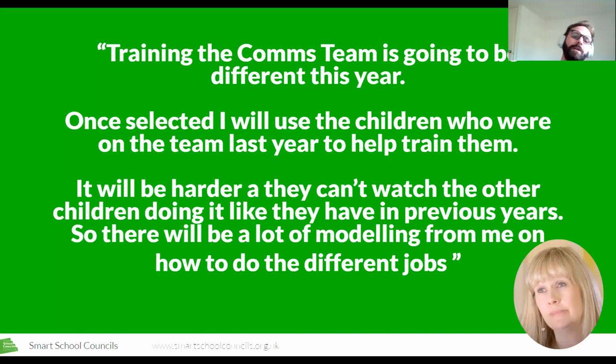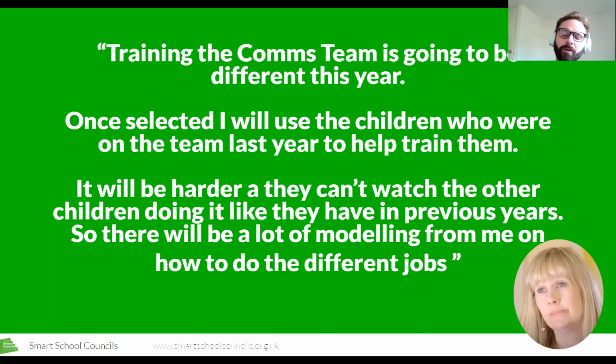Once selected, I will use the children who were on the team last year to try and help them. For context, the children she's referring to were in year 5 this last year and are now in year 6, so they come from within that same social grouping. It'll be harder as they can't watch the other children doing it like they have in previous years. So there'll be a lot of modeling from me on how to do the different jobs.